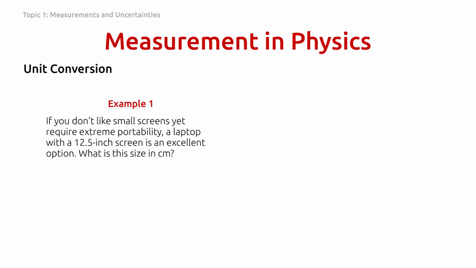Example 1. If you don't like small screens, yet require extreme portability, a laptop with a 12.5-inch screen is an excellent option. What is this size in centimeters? Here, we multiply 12.5 inches by a fraction that equals 1. Here's the step. Since we want to get rid of the inches, we place the inch in the denominator, or the bottom part of the fraction. And since we want to convert to centimeters, we put centimeter on the other part of the fraction.